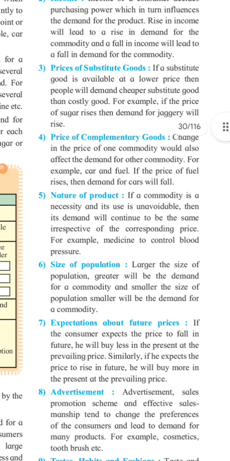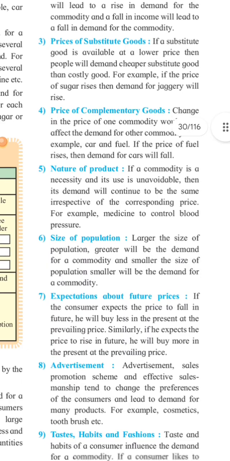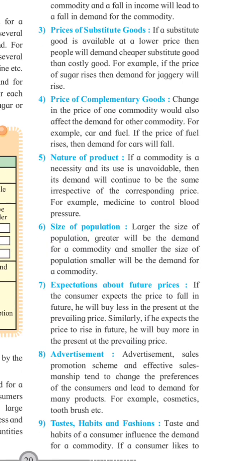Third, we have the price of substitute goods. A rise in the price of one substitute increases demand for another, because we have options for that. So they switch to substitute goods, other goods, cheaper goods. For example, if sugar becomes costly, demand for jaggery will increase. Next, we have the price of complementary goods. A change in the price of one commodity affects the demand for another. Example, if petrol becomes expensive, demand for cars may decrease.